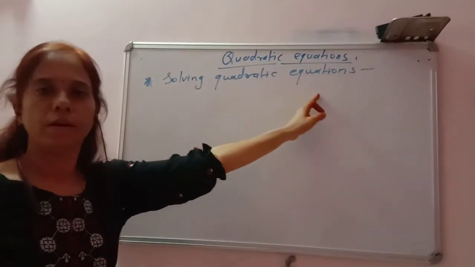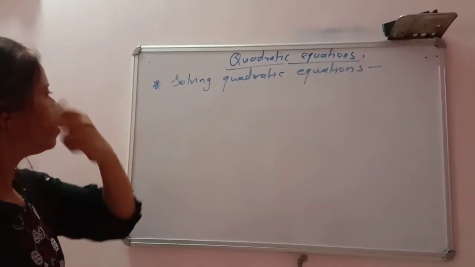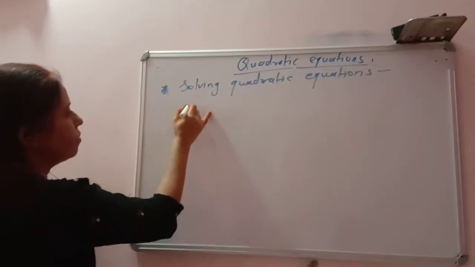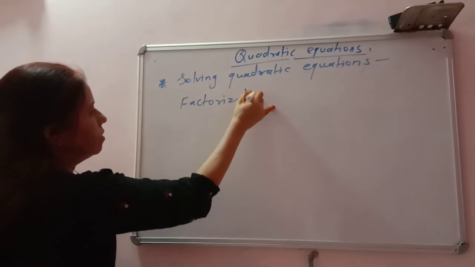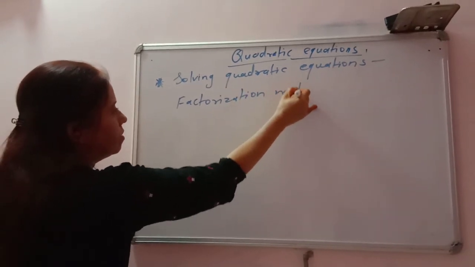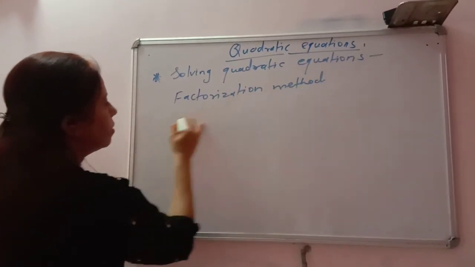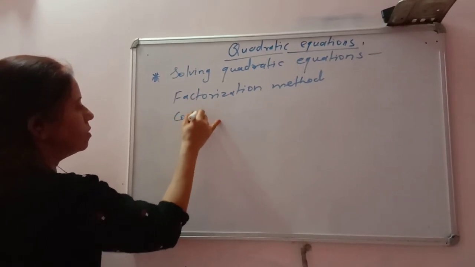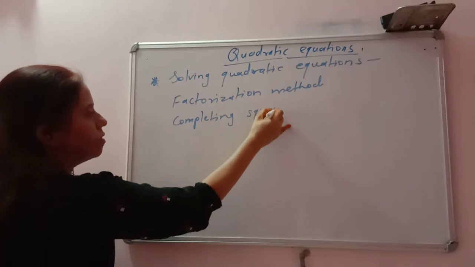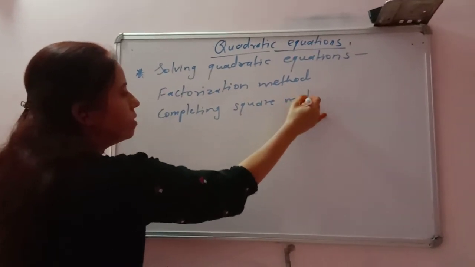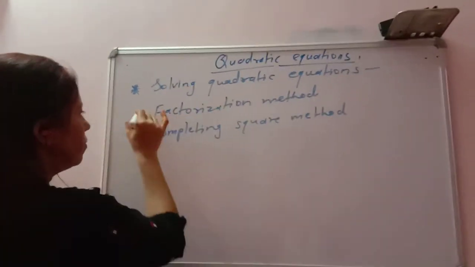Solving quadratic equations. Okay. Now there are three methods, that is the factorization method, then the completing the square method, and the last one is the formula method.